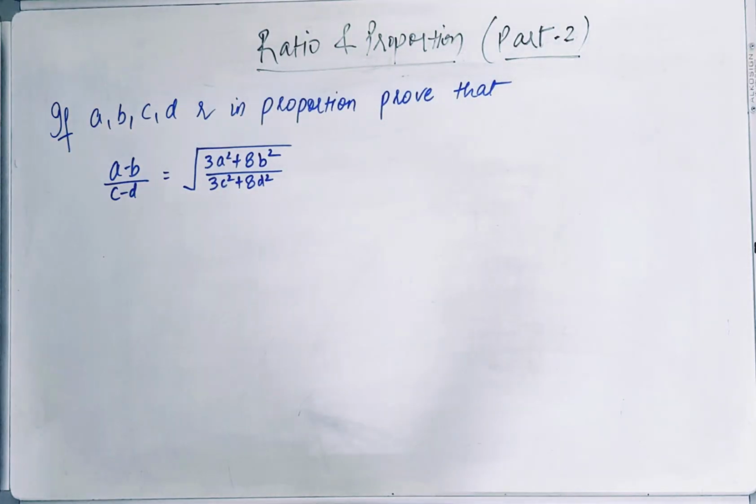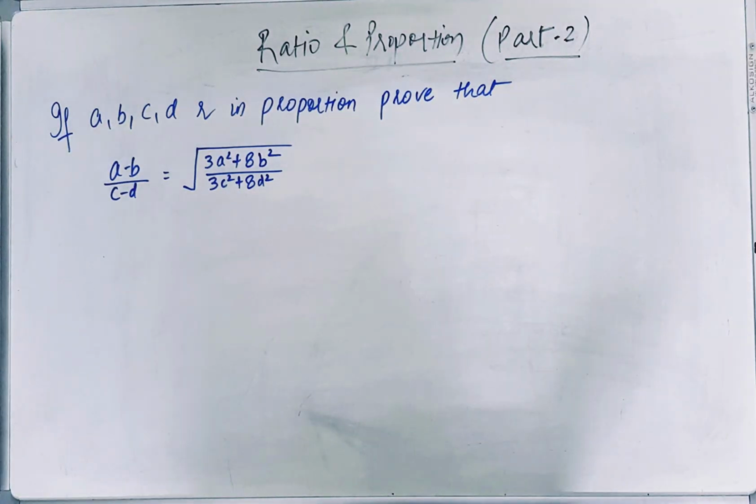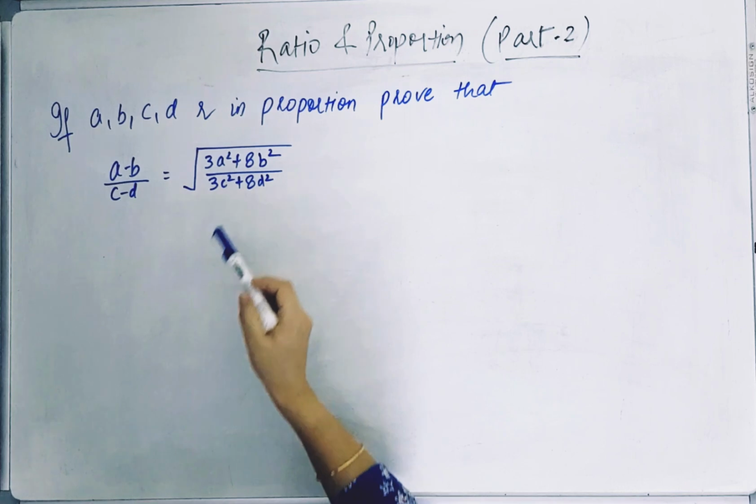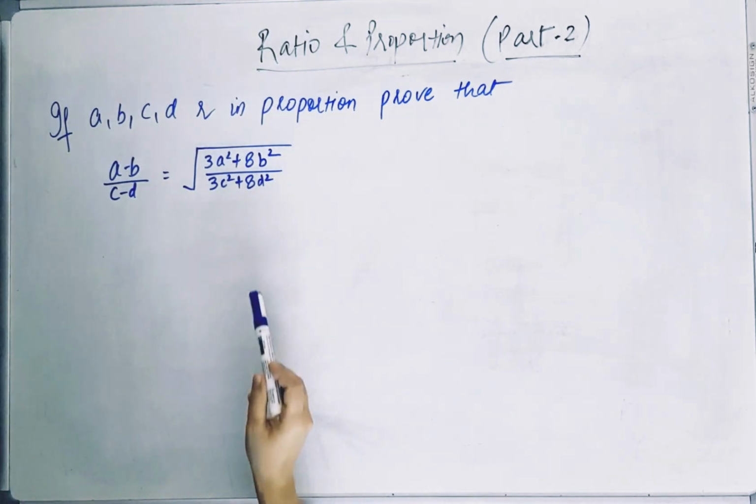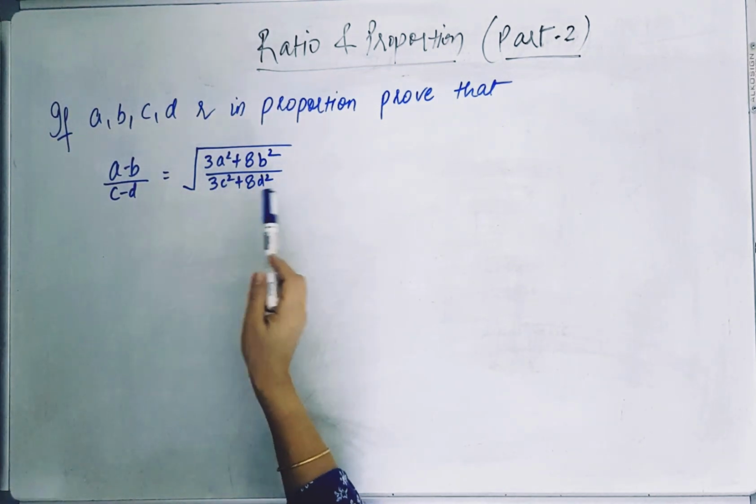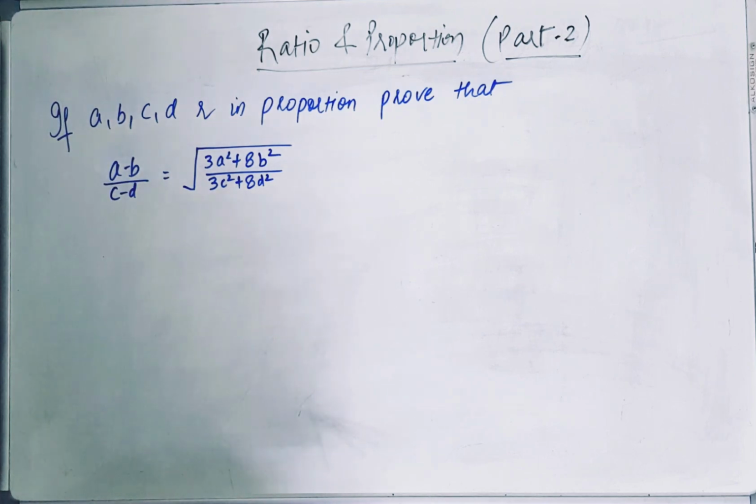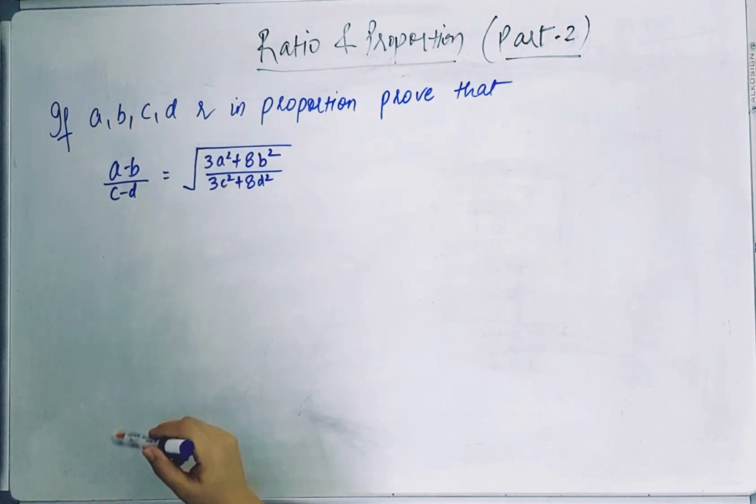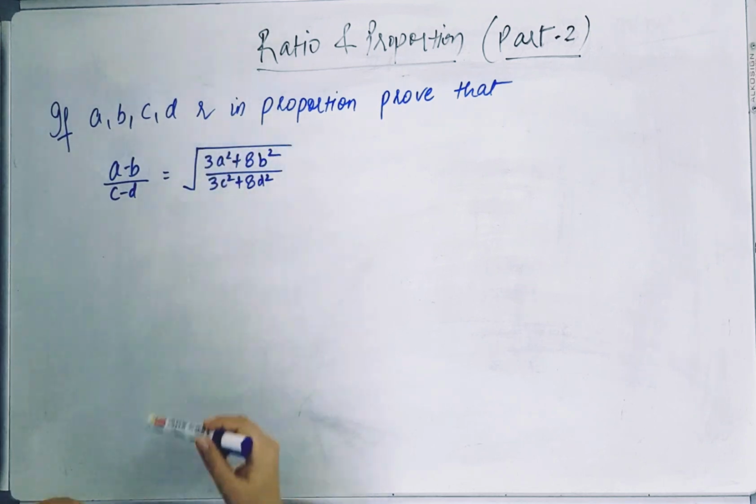So, the question is, if a, b, c, d are in proportion, prove that (a minus b) upon (c minus d) equals 3a root (3a square plus 8b square) upon (3c square plus 8d square). Now see, in this question they haven't mentioned that it is in continued proportion. उन्होंने mention किया है कि ये proportion में है.